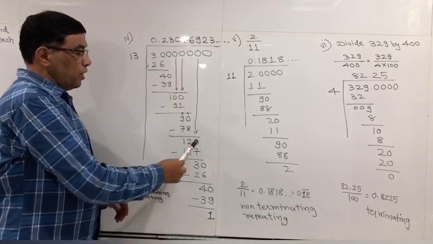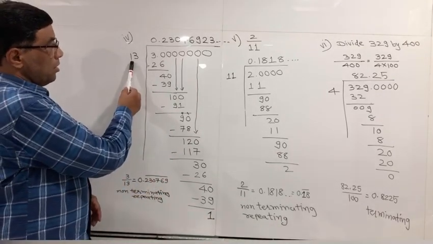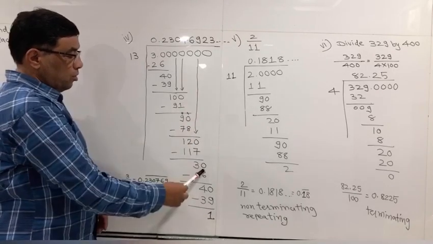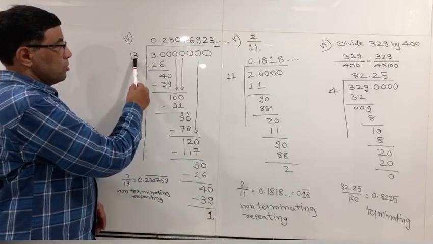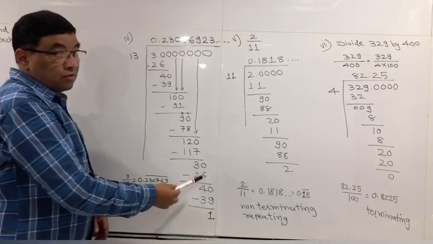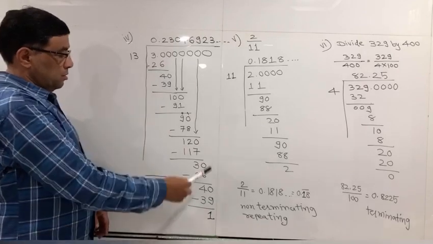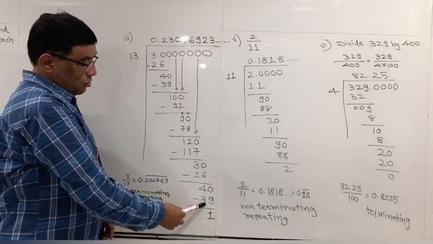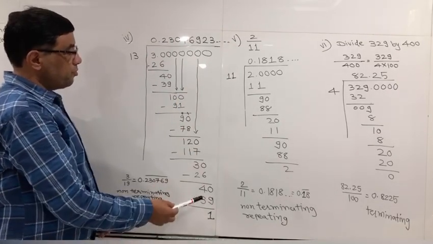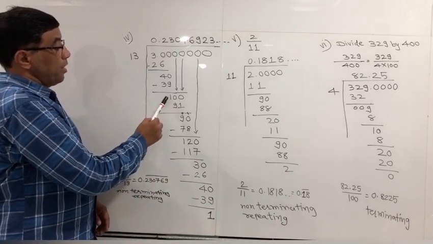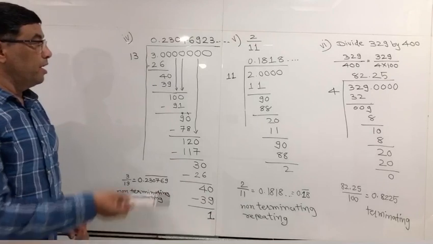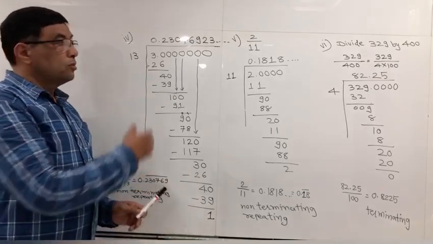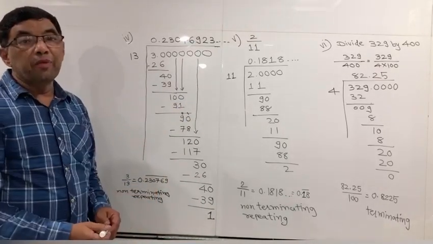We take 0 down, 120. Now 13 nines are 117, 3 remainder, 0 down, 30. Now 13 twos are 26, 4 remainder, and 0 down, 40. So 13 threes are 39, 1 remainder. Now see, here is the 1 remainder. Once again we are getting 1 as a remainder. It means the remainder repeats here, so the answer also repeats from here.